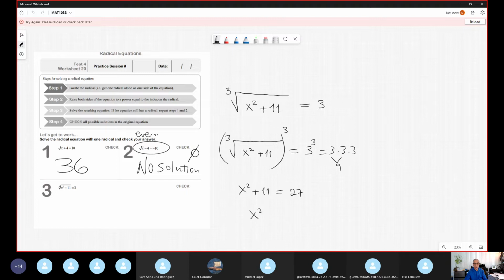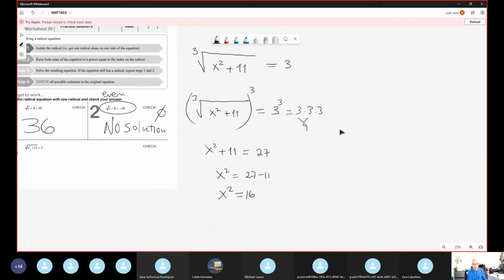Does x squared equal 27 minus 11? 16, I guess so. Let's see. 27 minus 11 is 16. So x squared equals 16. In this step, the new equation that we obtain is nonlinear, it is quadratic. And it is an incomplete quadratic because b is 0. The efficient way to solve it is to apply the square root to both sides. x equals plus or minus 4.